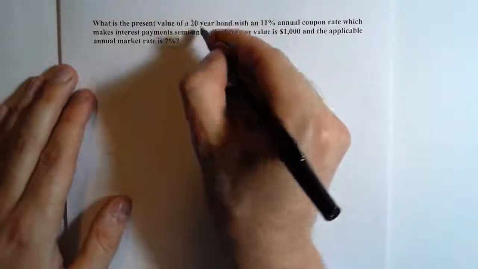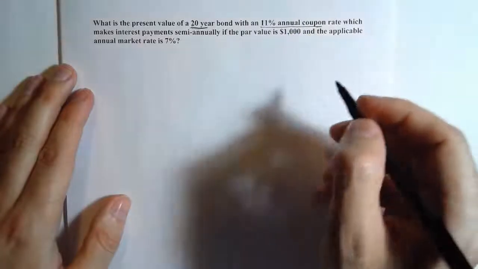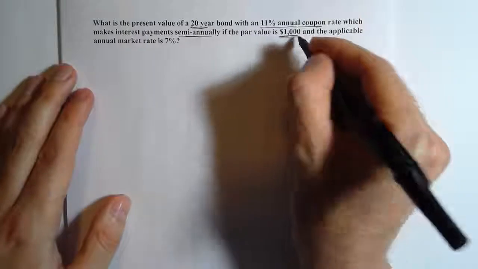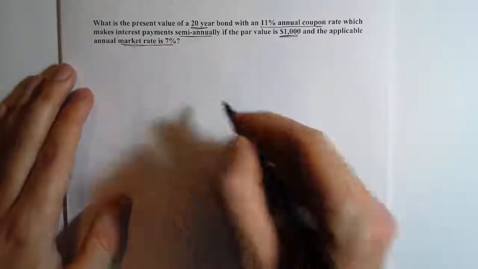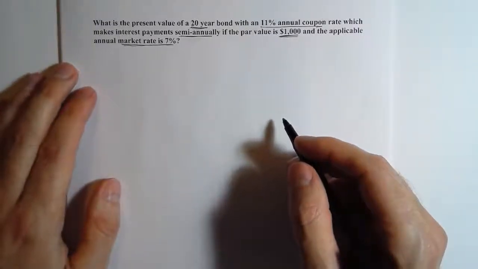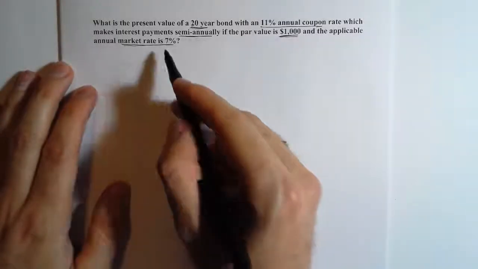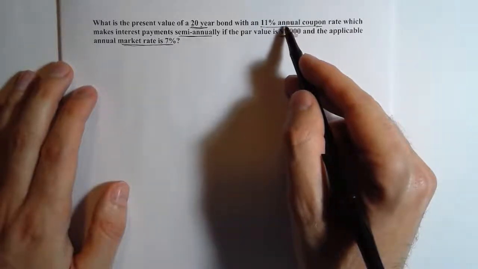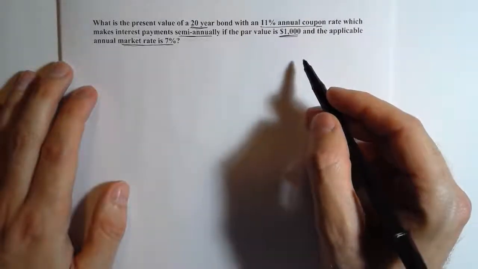So we have a 20-year bond with 11% annual coupon rate, which makes interest payments semi-annually, and the par value is $1,000 and the applicable annual market rate is 7%. So before we proceed any further, my recommendation is that you evaluate whether this bond should sell at a premium or a discount. And here's how we do that. We know that the market rate is 7%, and we know the coupon rate is 11%. So if I compare the coupon rate to the market rate, it should tell you whether the bond is selling at a premium or a discount.